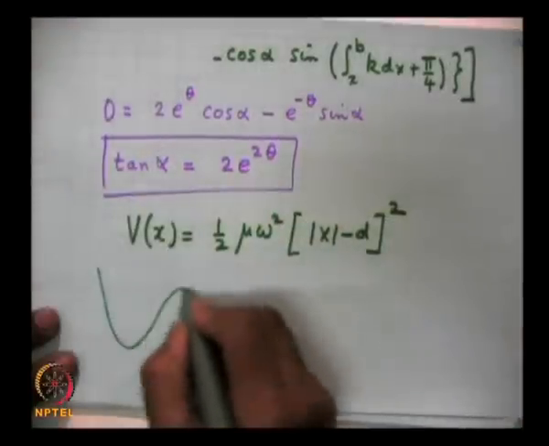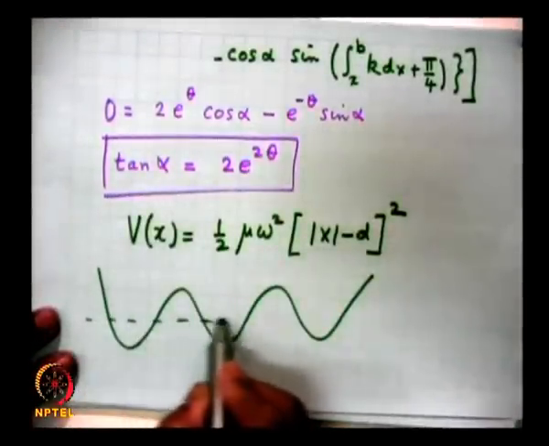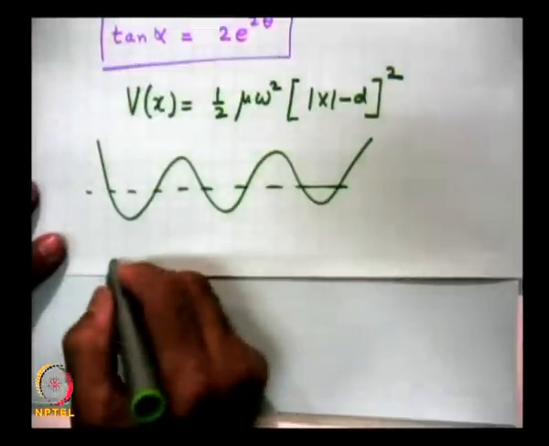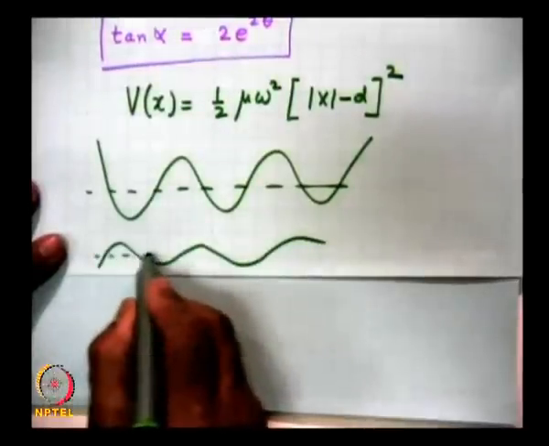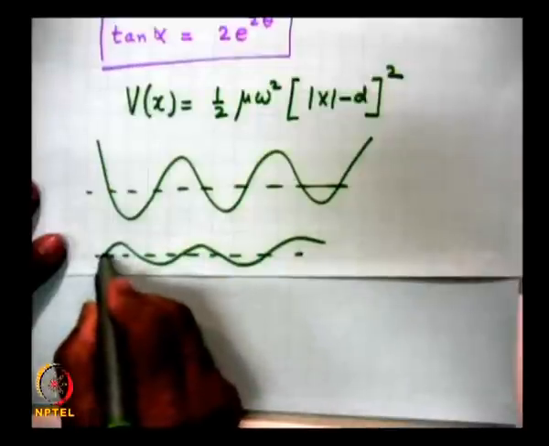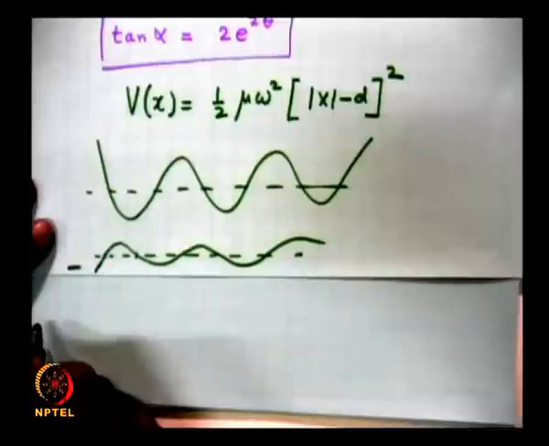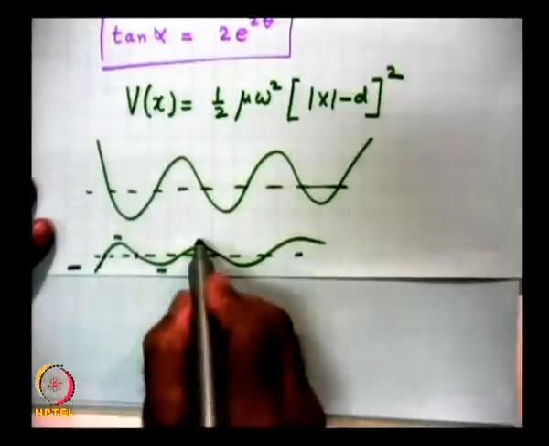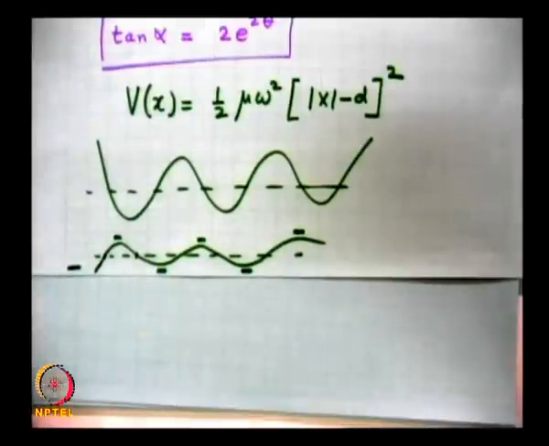So, in general, if you have a potential looking like this, let us suppose, and if you assume this as the energy level, then the corresponding k square of x will look like this, because these are the turning points. So, you have to start with an exponentially decaying solution here, hop over here, hop over here, hop over here, and so on.